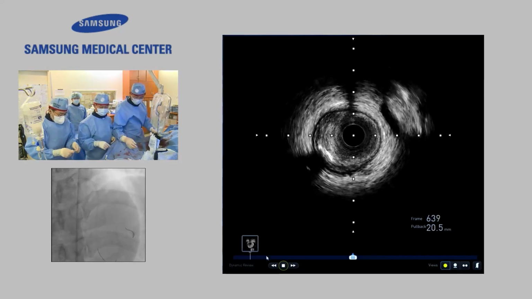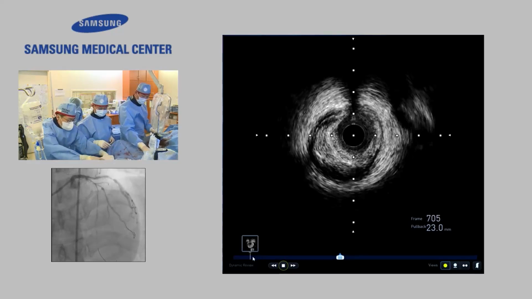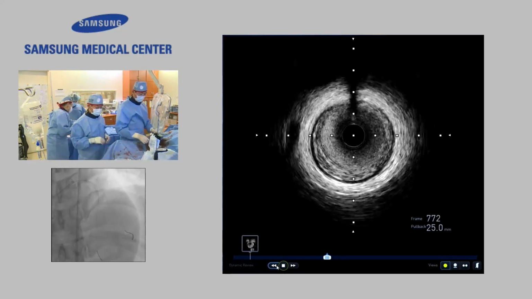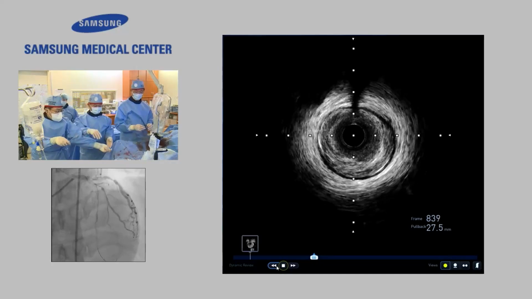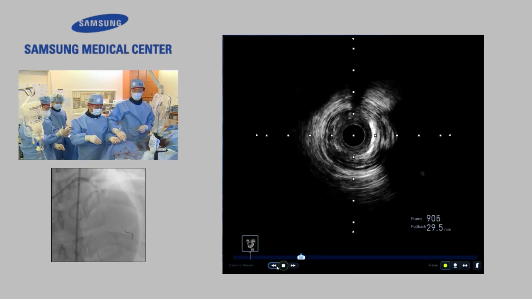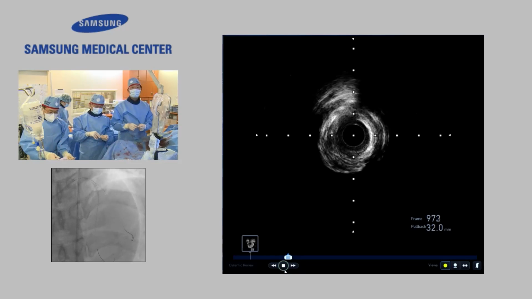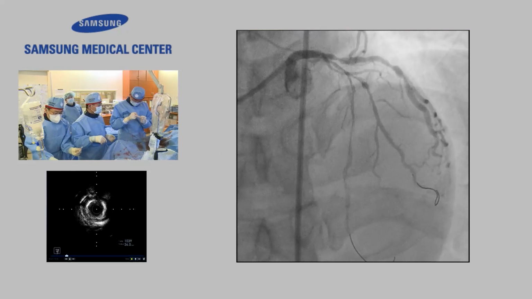Diagonal 1.5. Okay, Dr. Gwon, congratulations for your successful procedure. Thank you very much for your efforts. Thank you very much for joining with us.